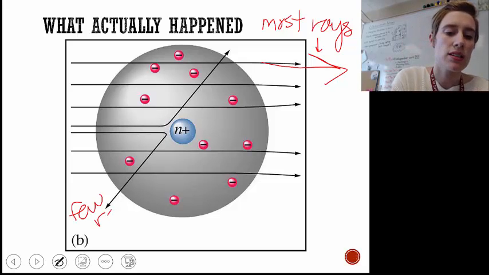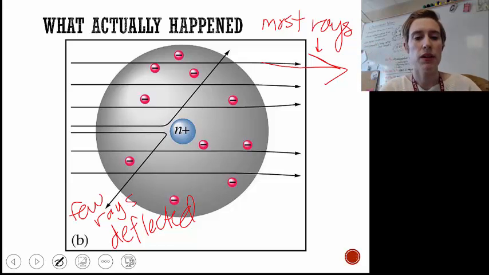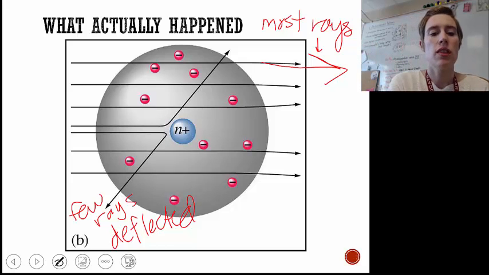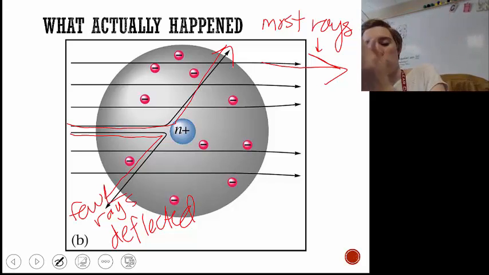A few rays, we call it deflected. Deflected means when you hit something, you just go the opposite direction. Go back where you came from, like a boomerang. So this one greatly deflected. This ray slightly deflected. He thought all the rays would go straight through.